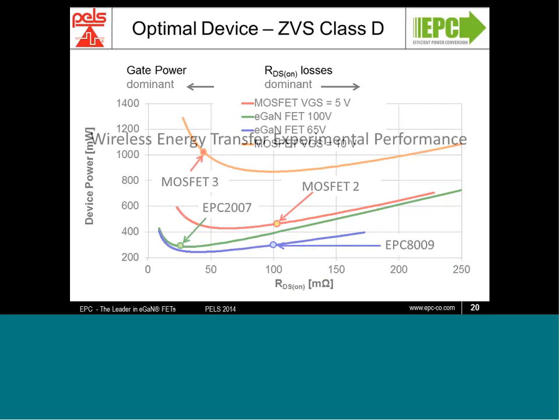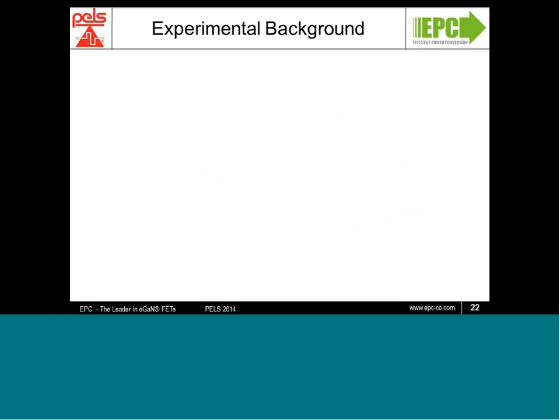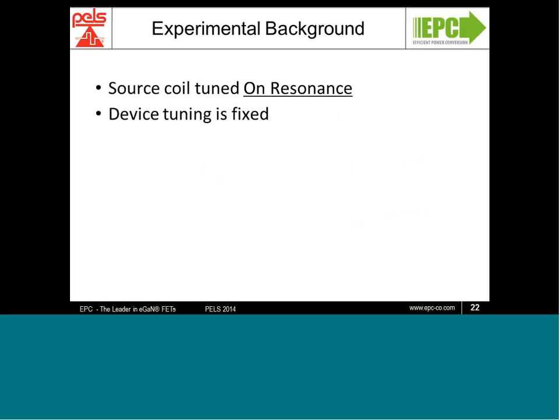Let's have a look at the experimental performances now between these various topologies. Before we get into that, I want to give you a background as to what we did. First, the operating setup. The source coil was tuned to be on resonance. That's very important because it enhances the efficiency of the overall system end to end. Operating off resonance, as you would in a traditional voltage mode class D, has a significant efficiency impact as you increase the circulating energy in the circuit. Device tuning is fixed and does not vary at all. Only the load resistance will be varied.